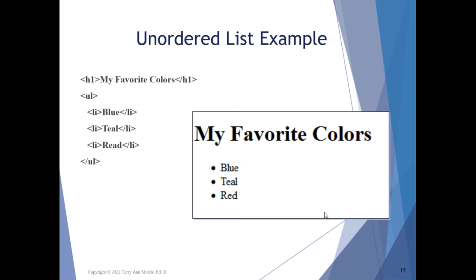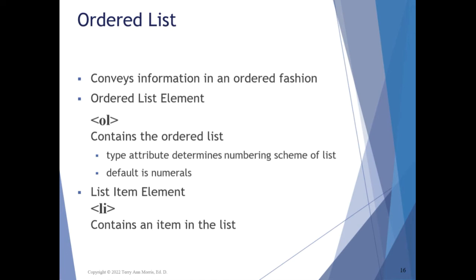In the output, this is what we get. We have my favorite colors because it is H1, and we also have the list items such as blue, teal, and red. Ordered list conveys information in an ordered fashion. The OL as an HTML list element represents an ordered list of items, typically rendered as a numbered list. The OL type attribute determines the numbering scheme of lists and defaults to numerals. The LI, on the other hand, contains an item in the list.